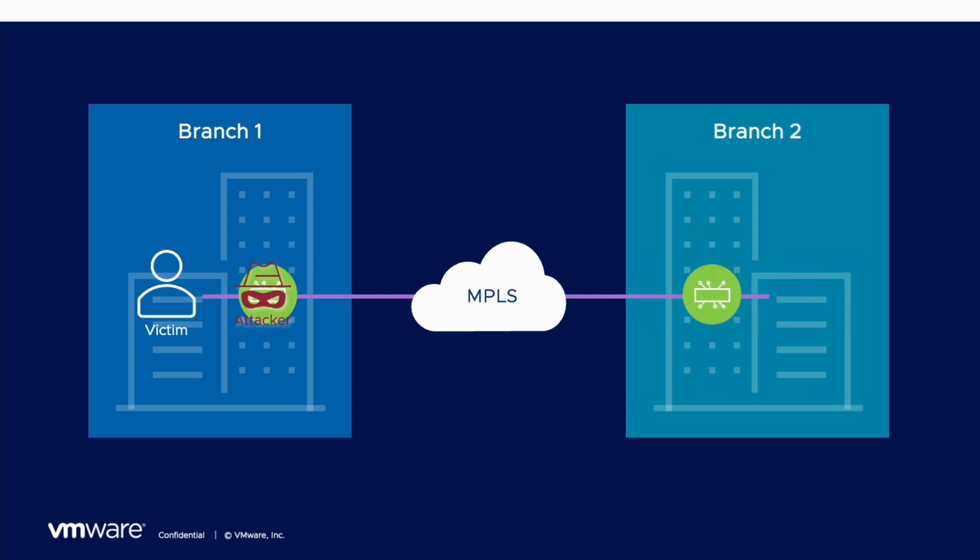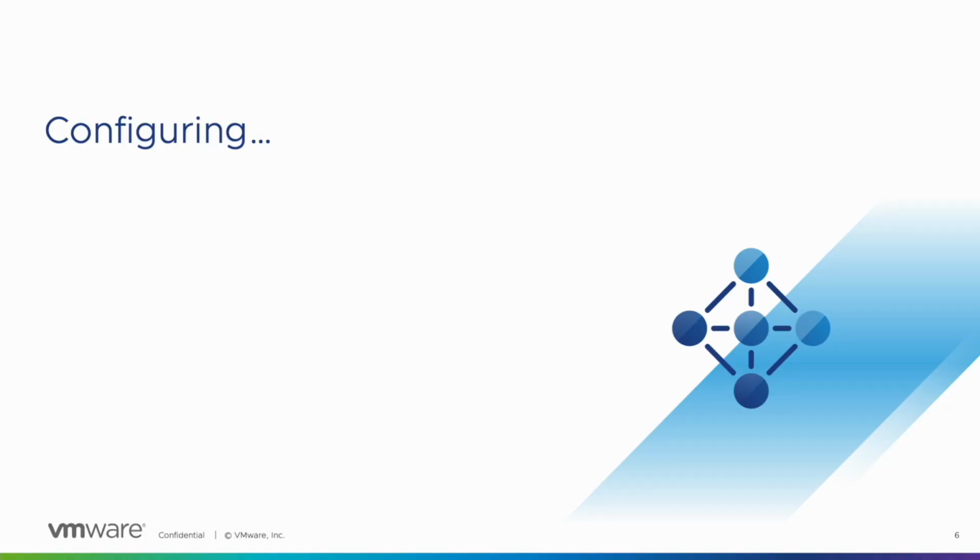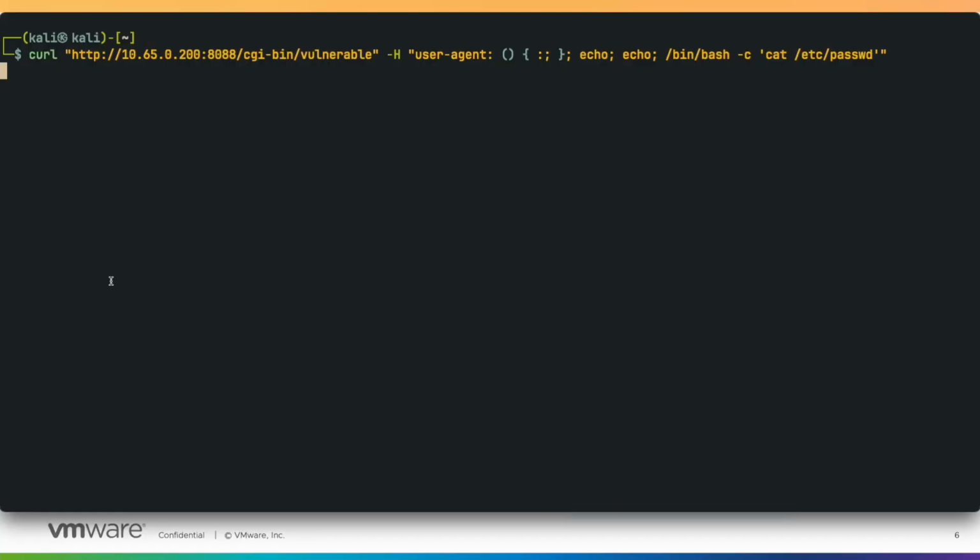The victim is running a web server, and the attacker is going to try and send a request with a malicious header. Now, before we configure the edge to stop this attack, let's make sure the attacker can reach and deliver the malicious payload. As you can see, we're going to be sending an HTTP request to the victim's web server. And in that request, we are setting the user agent to a malicious Shellshock payload. And if this attack is successful, we should be able to see the passwd file of the victim's server.